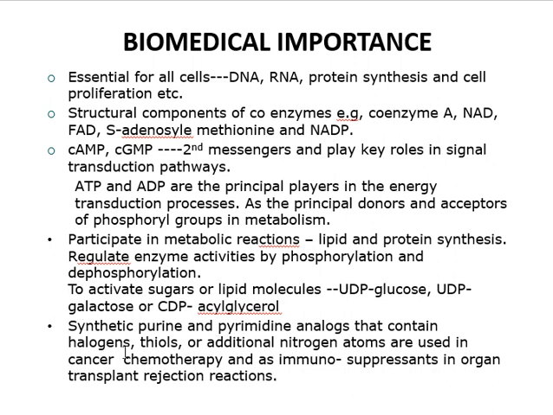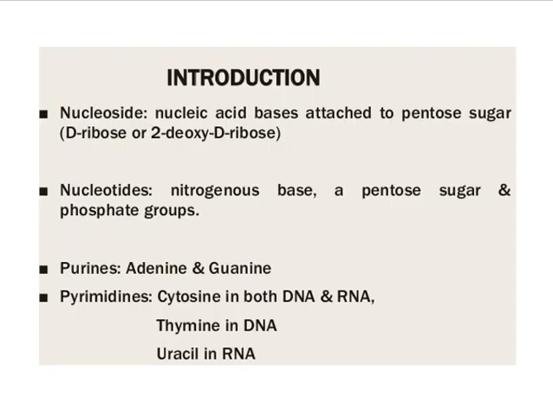The synthetic purine and pyrimidine analogs contain halogens, thiols, or additional nitrogen atoms. These synthetic analogs are used in cancer chemotherapy and they are also used as immunosuppressants in organ transplant rejection reactions. So these are some of the biochemical and biomedical importances of the nucleotides.